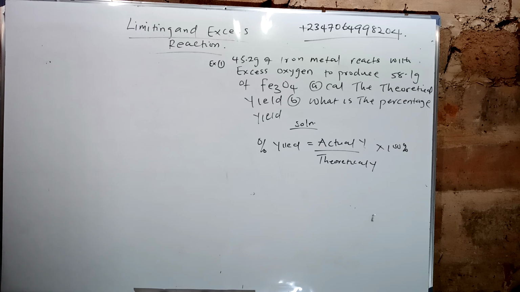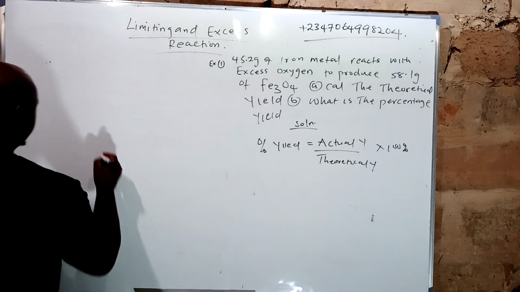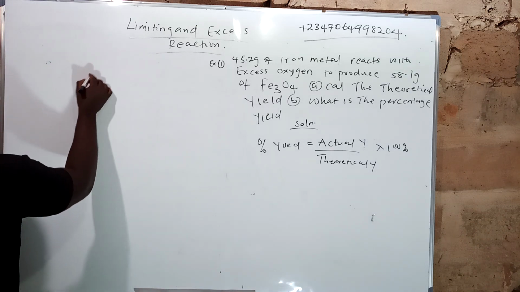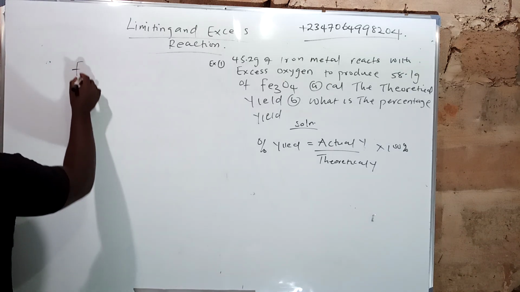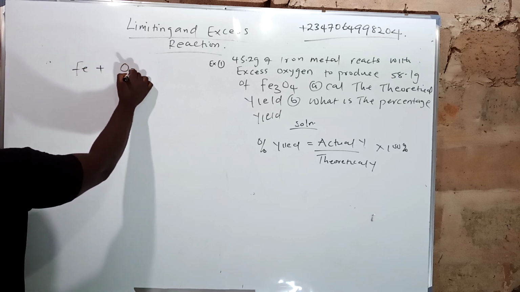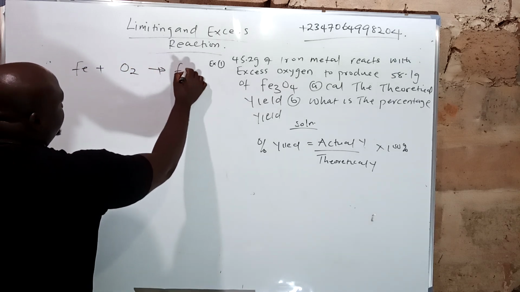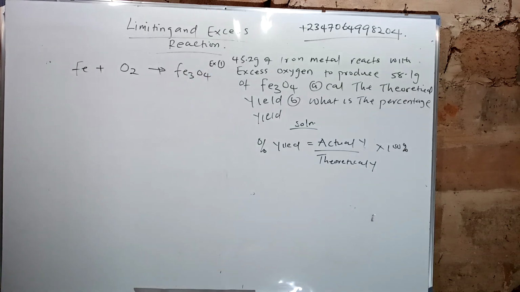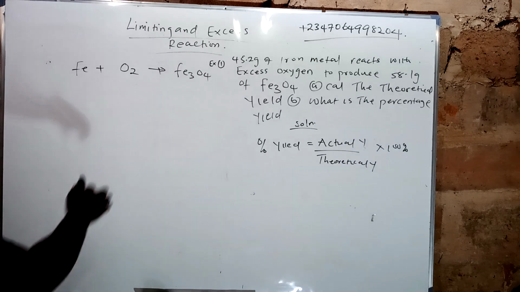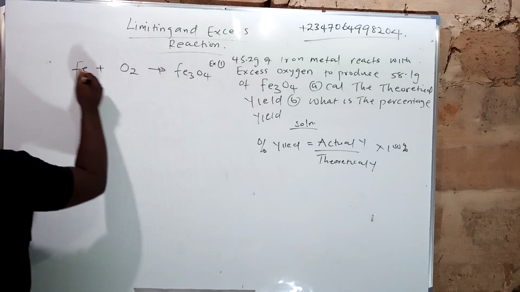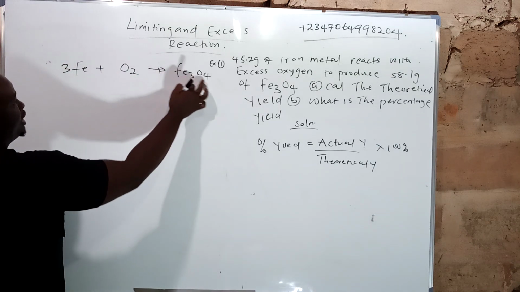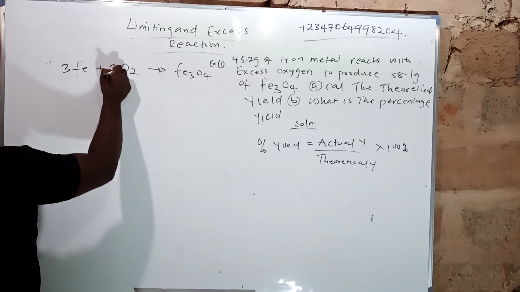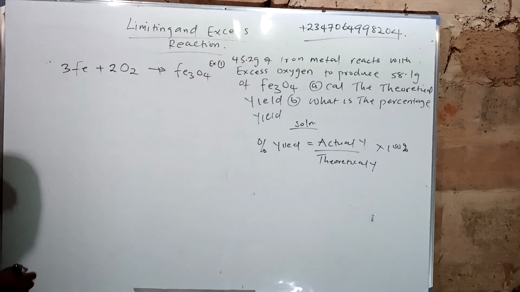Now, let's continue. We have a simple reaction from the question: iron reacts with excess oxygen to give you Fe3O4, right? Then the next thing is for you to balance the equation. Of course, this topic is not about balancing the chemical reaction, but from here we have 3 irons, so I'm going to put 3 here. You can see the oxygen is 4 here, so I will put 2 here, and the equation is balanced.